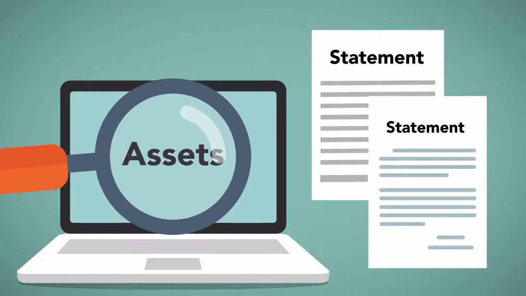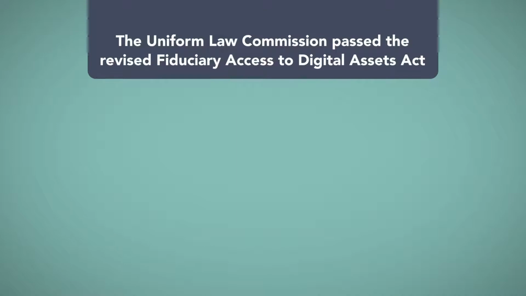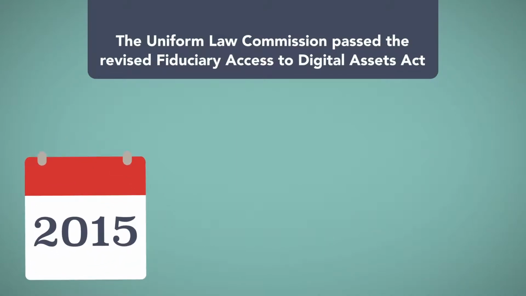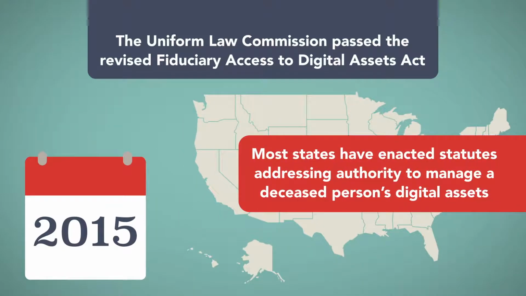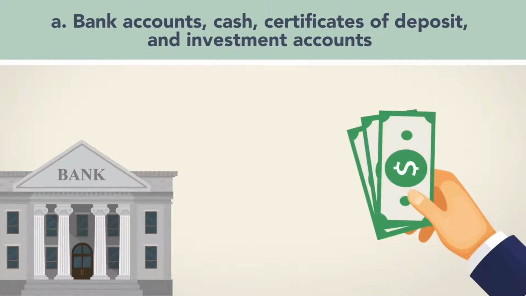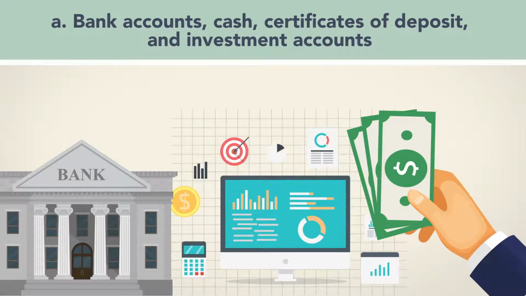To facilitate access, the Uniform Law Commission passed the revised Fiduciary Access to Digital Assets Act in 2015. Most states have enacted statutes addressing authority to manage a deceased person's digital assets in the event of incapacity or death. For larger estates that require formal or supervised administration, potential assets may include items such as A. Bank accounts, cash, certificates of deposit, and investment accounts.